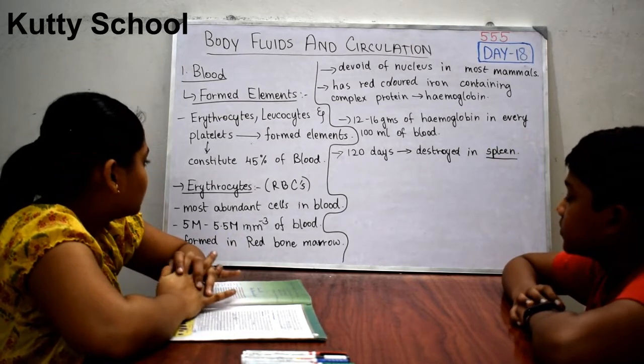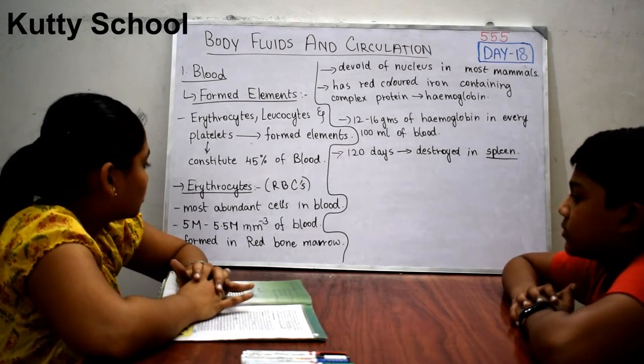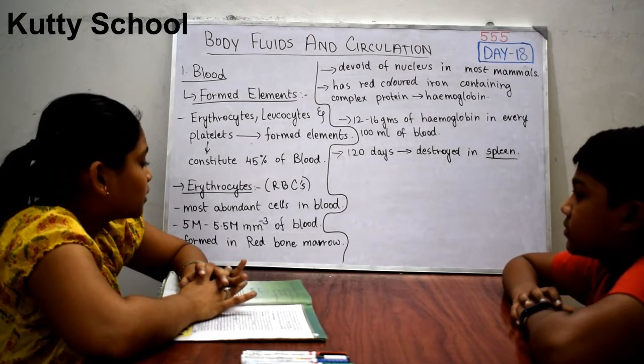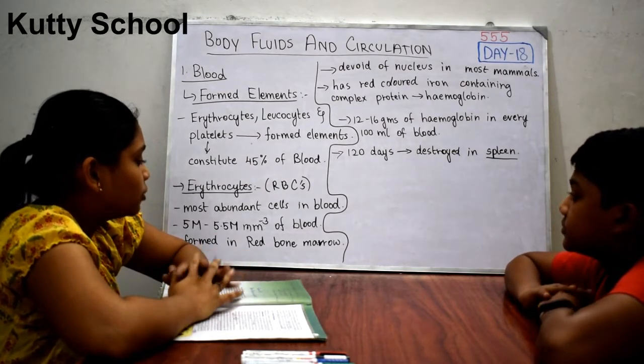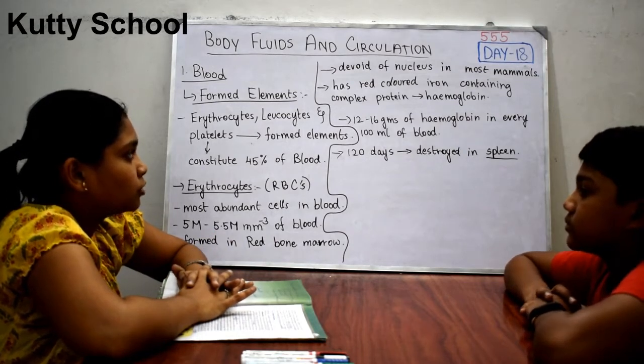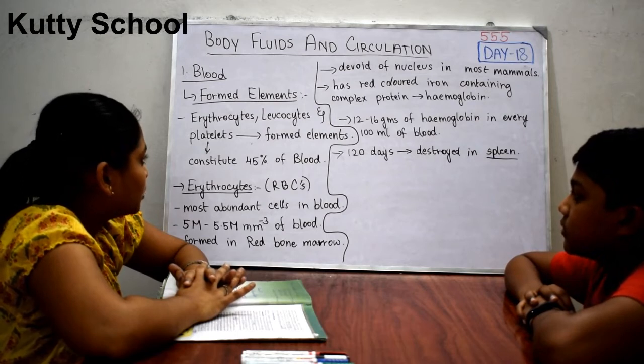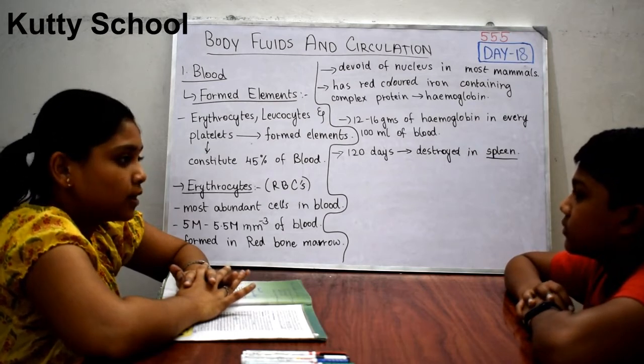So these are about erythrocytes. These are the most abundant cells and they are produced from red bone marrow. These do not have a nucleus in most mammals. So this is about erythrocytes. Next we'll see about leukocytes and platelets.